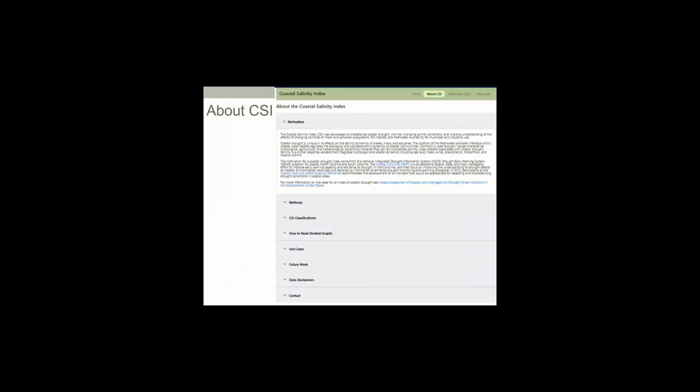So a quick overview of the About the CSI page. This is kind of a data information page. It describes the motivation of why we developed the Coastal Salinity Index, the methods we used, and the CSI classifications description. It describes how to read a CSI stacked graph. We're hoping to include some use cases, future work, and contact information.